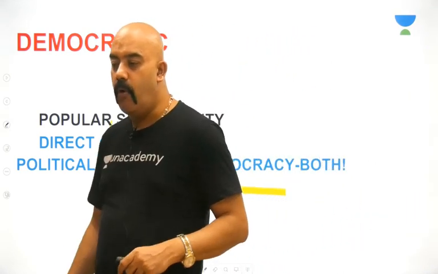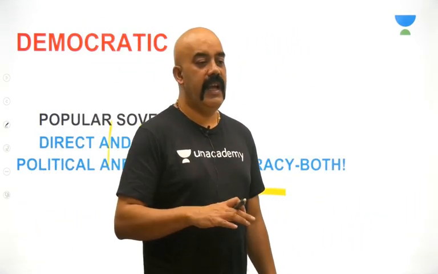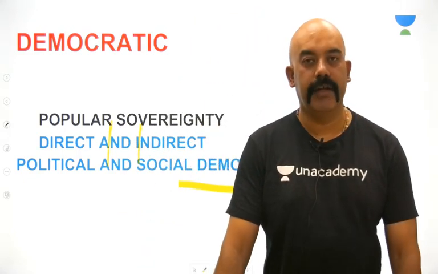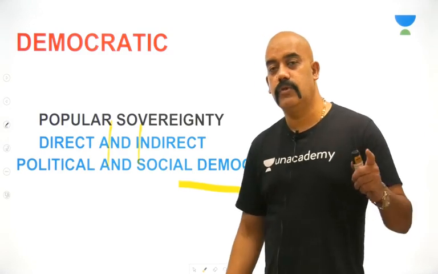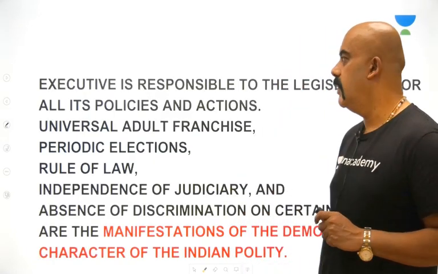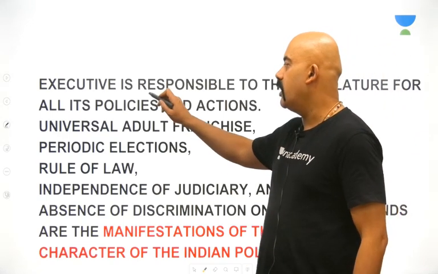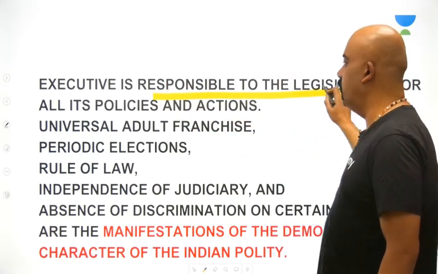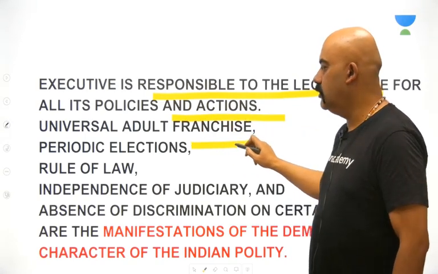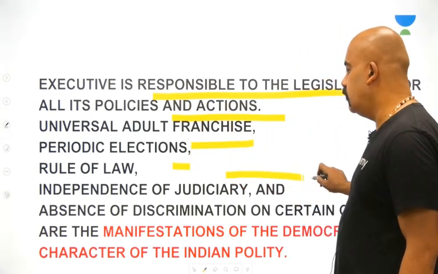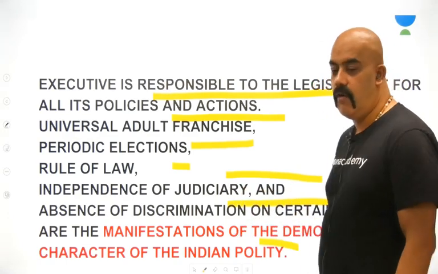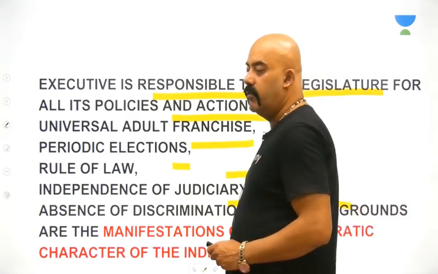This is an important component: everyone and anyone will have the same electoral roll, and you have the right to contest elections. Our democracy is so important that we have kept it as a part of the basic structure doctrine, so you can understand this part. All the elements of democracy are: number one, the executive is responsible to the legislature, universal adult franchise, periodic elections, rule of law, independence of judiciary, absence of discrimination on certain grounds. These are the manifestations of democratic elements of Indian polity.